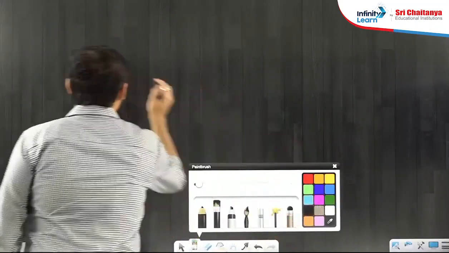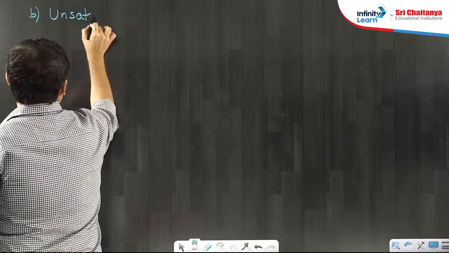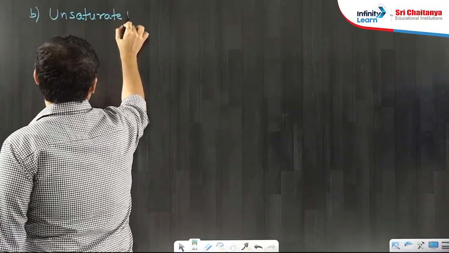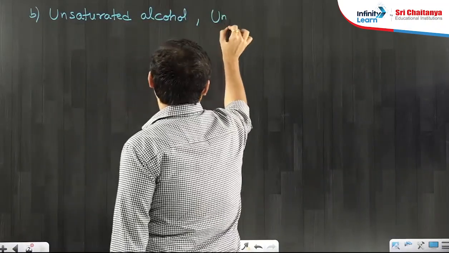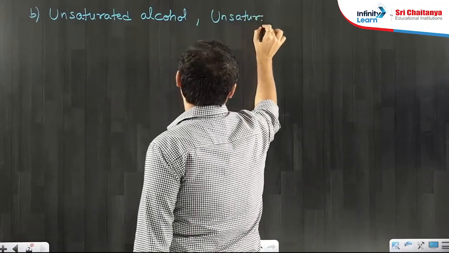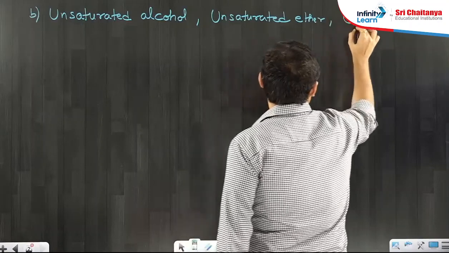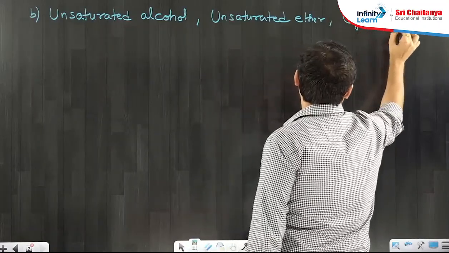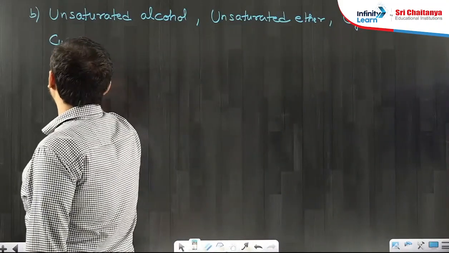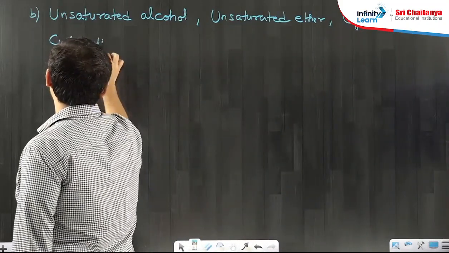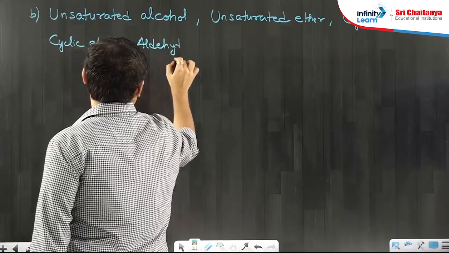Let us move to next pair of functional group. Next pair of functional group is B part. If we take unsaturated alcohol, unsaturated ether, next is cyclic alcohol, cyclic ether, aldehyde and ketone.